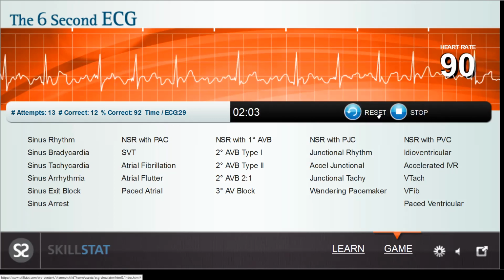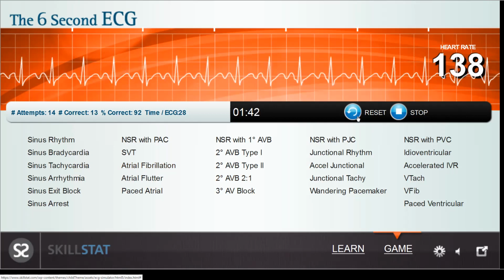AFib. Yeah, it's irregular, narrow complex with no discernible P wave, but you see the fibrillatory wave. It's controlled. If it's new onset, the doctor might cardiovert. So again, if the doctor says, let's prepare for cardioversion, you're going to say, oh, say it isn't so. Atrial fib. Before you cardiovert them, you want to anticoagulate them if they've been in that rhythm for more than 48 hours.